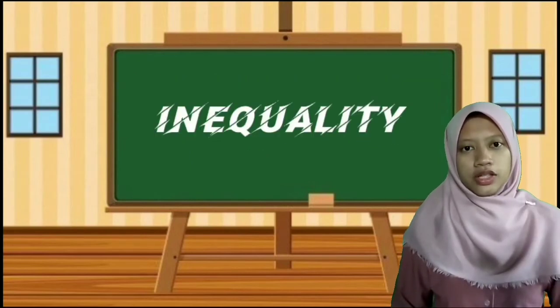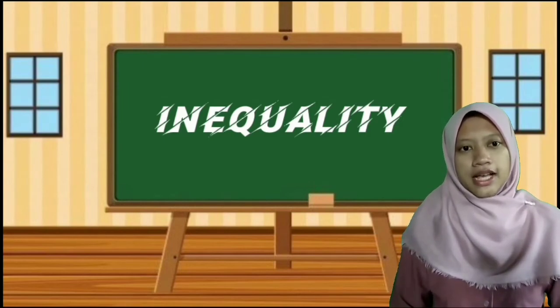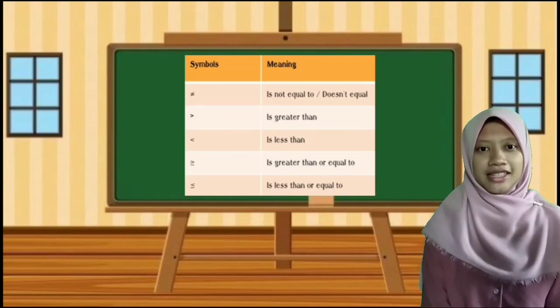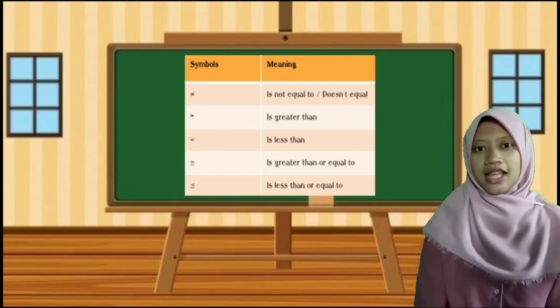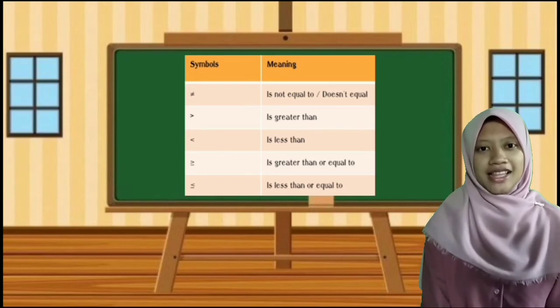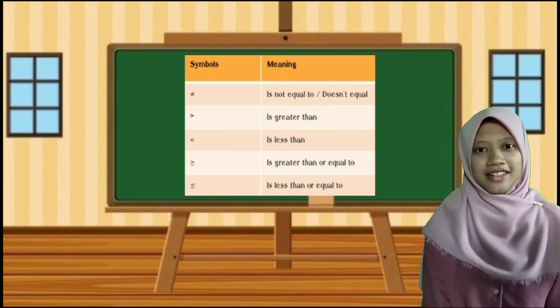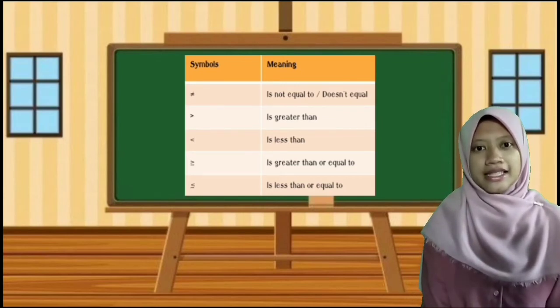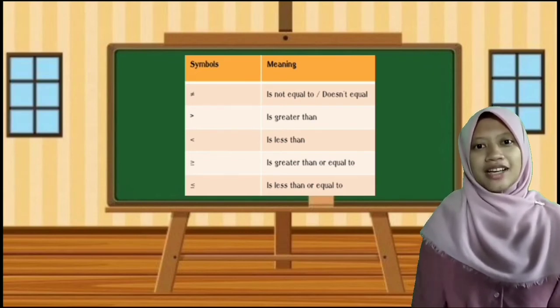Inequalities. There are symbols used to describe inequalities. The symbols and their meanings are displayed in the following table. Number 1. Symbol, in bahasa, tidak sama dengan, meaning is not equal to or doesn't equal. Number 2. Symbol, in bahasa, lebih dari, meaning is greater than. Number 3. Symbol, in bahasa, kurang dari, meaning is less than. Number 4. In bahasa, lebih dari sama dengan, meaning is greater than or equal to. Number 5.